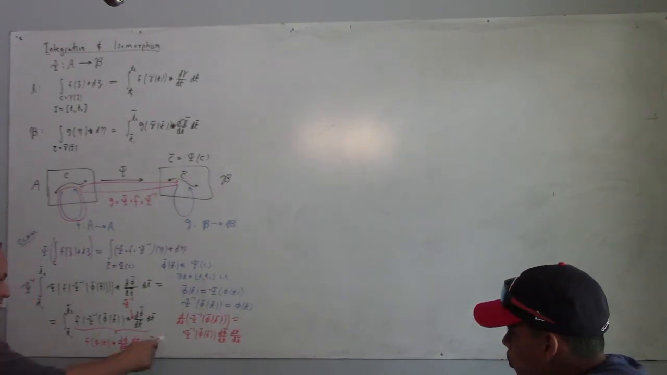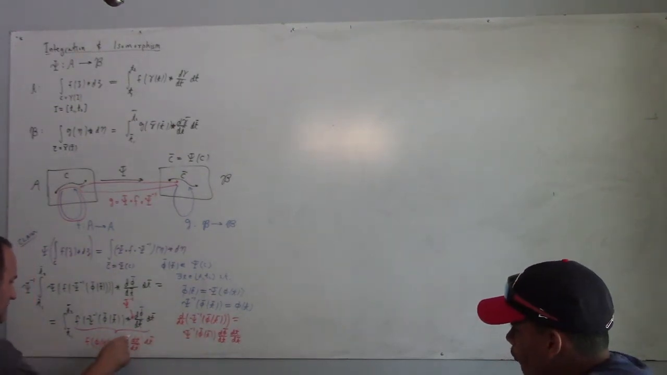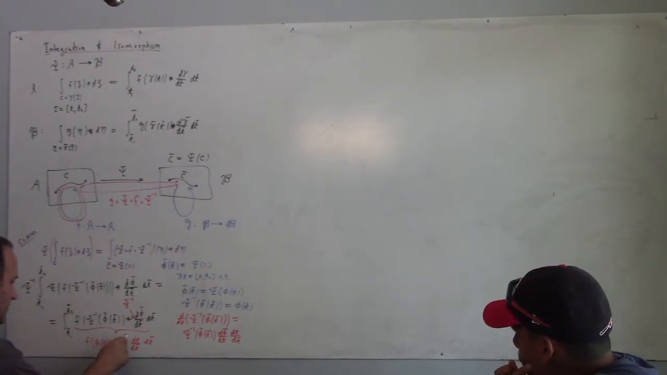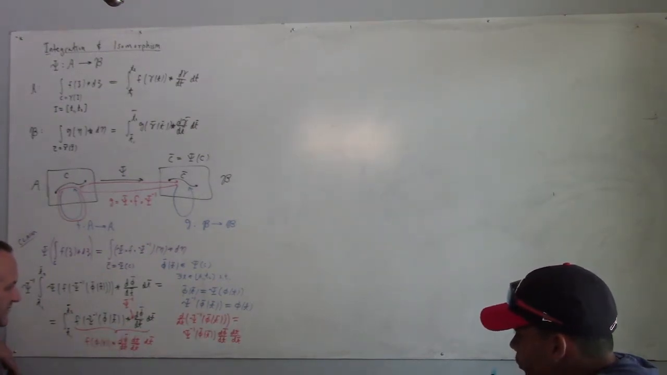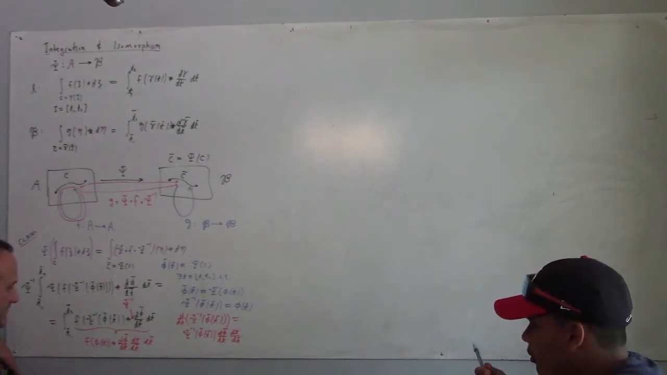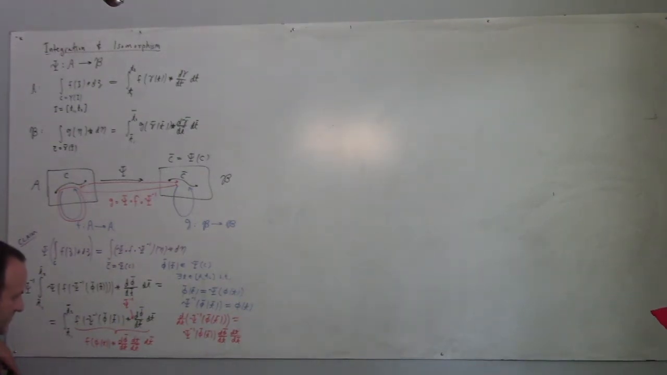Oh, this is a phi bar. But I guess to be more careful, it's phi bar of. Anyway, I think it's true, but the notation's kind of a mess here. I've done enough here to believe that it's true, but I'm also impatient to produce a fully formal, rigorous proof at the moment.